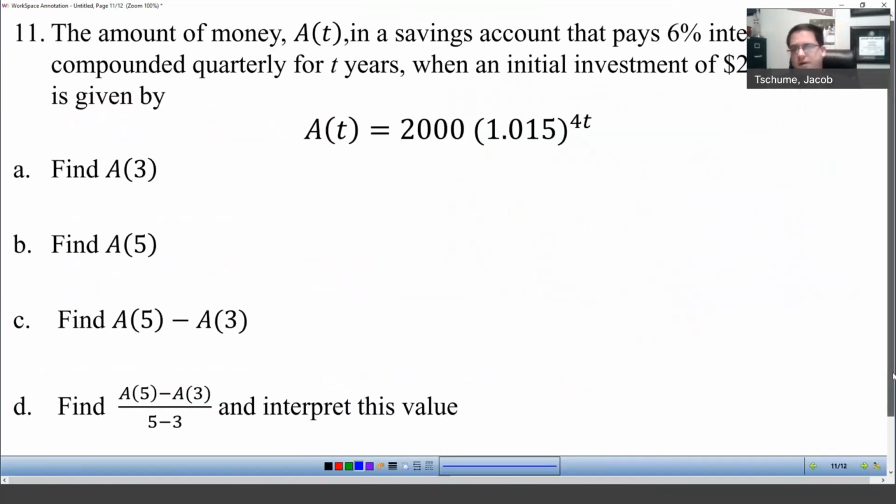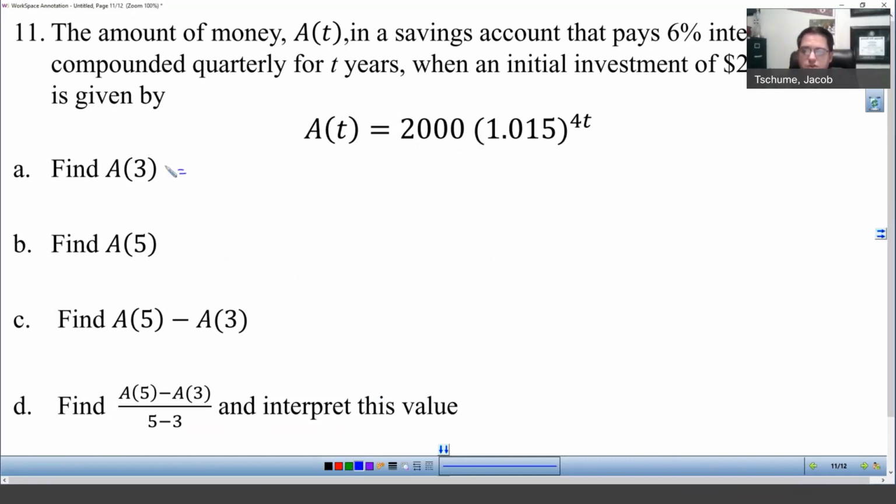All right, and then a couple more here. So once again, a few word problems here at the end. The amount of money A of T in a savings account that pays 6% interest compounded quarterly for T years when an initial investment of $2,000 is made is given by the following function. A of T is 2,000 times 1.015 raised to the 4t. So we're going to calculate the average rate of change, it looks like, between keeping the money in for 3 years to 5 years, based on the numbers I see.